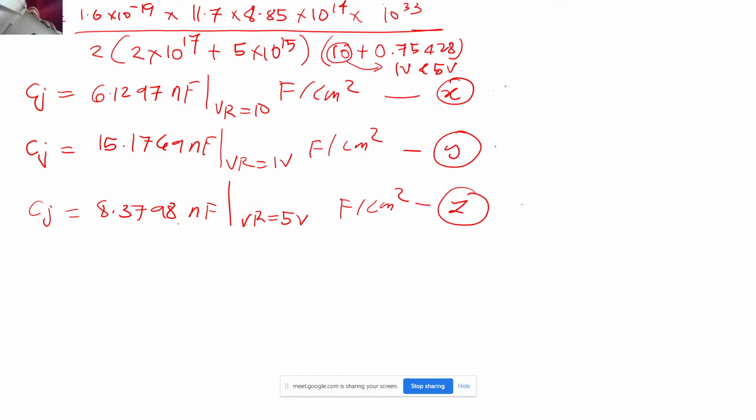Now just to have a sanity check whether these answers are correct or not, just note this: as VR is increasing from 1 volt to 5 volts and from 5 volts to 10 volts, my capacitance is decreasing from 15 nanofarad to 8 nanofarad to 6 nanofarads. This is what should happen, right? Because the depletion region width will increase if you increase the reverse bias voltage. So this is making sense, and this is also satisfying the sanity checks.